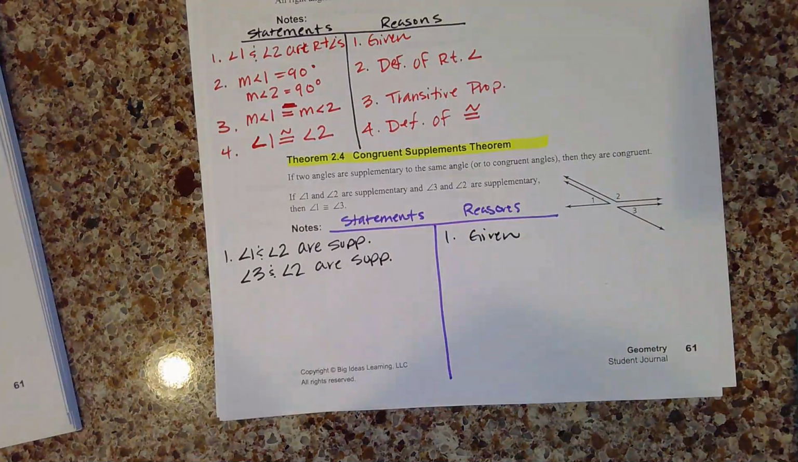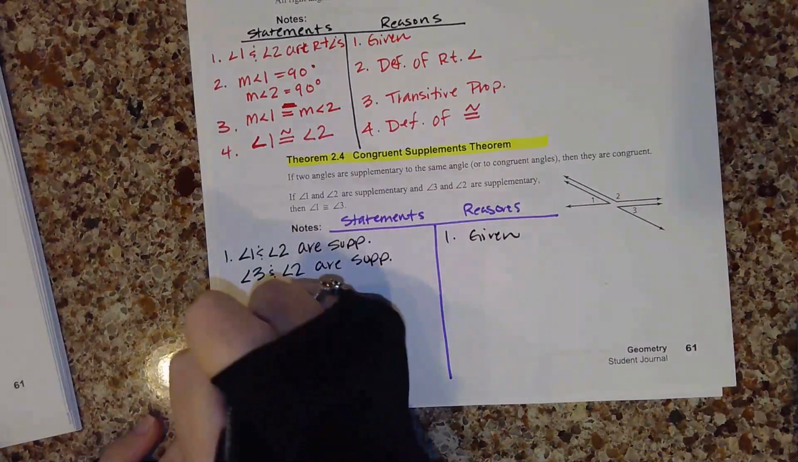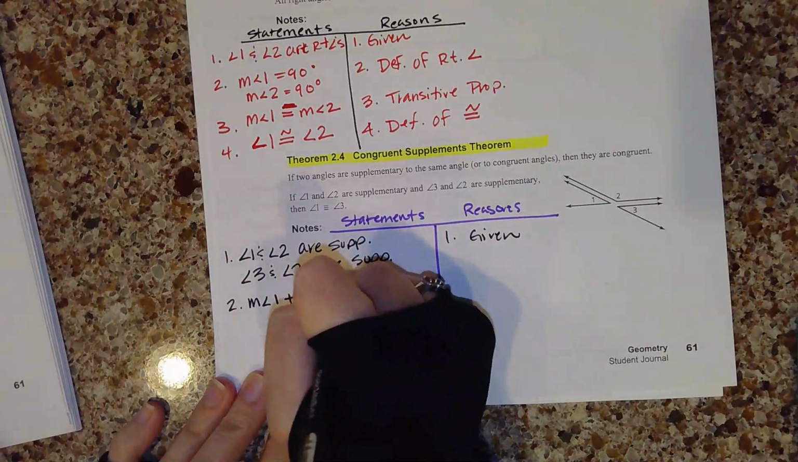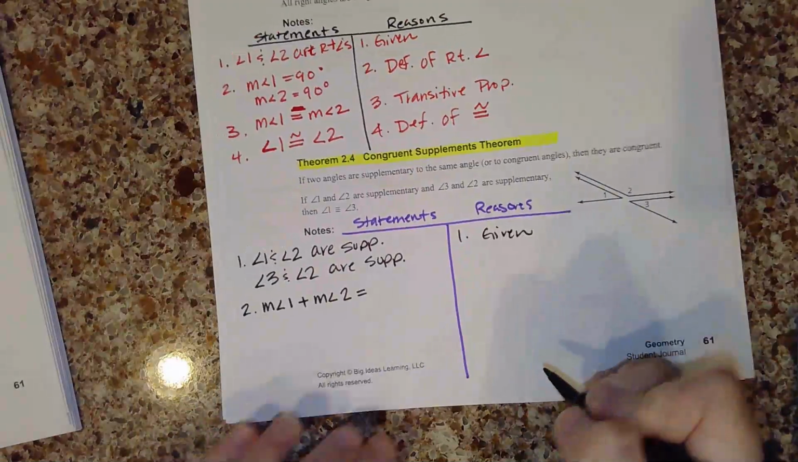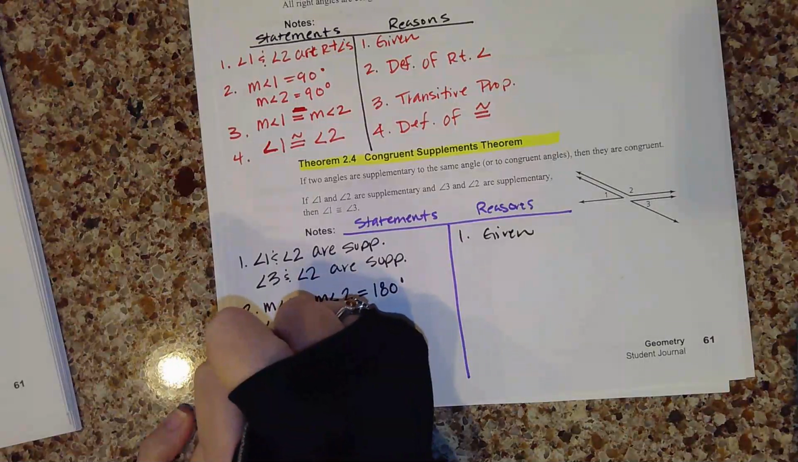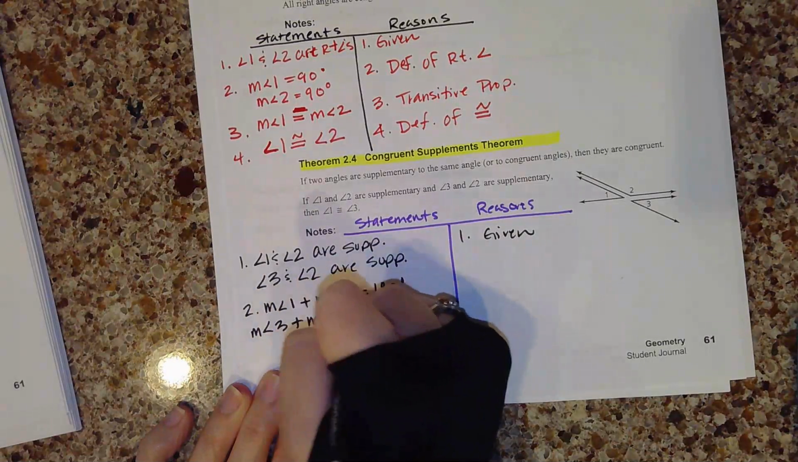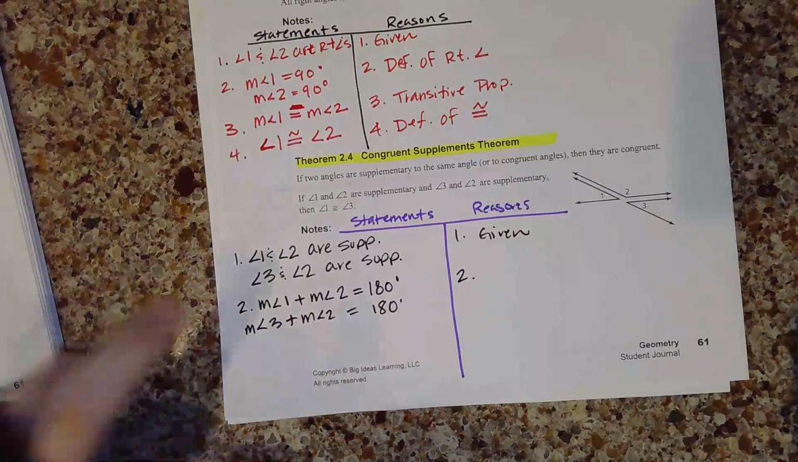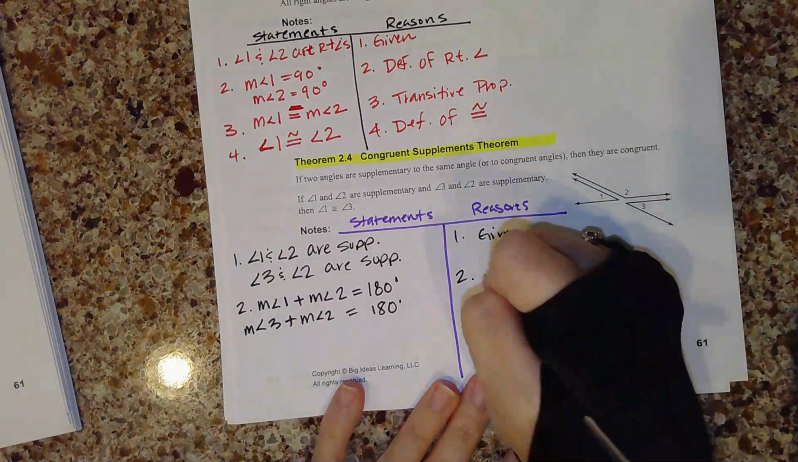So we have to use the given next. So what do we know about supplementary? What does it mean to be supplementary? Well, it means it adds up to 180 degrees. So what we're going to say next is we're going to talk about the measures, because remember we're talking about how they add up to 180 degrees. So the measure of angle 1 plus the measure of angle 2 equals 180 degrees. And then we can say the same thing, the measure of angle 3 plus the measure of angle 2 equals 180 degrees. Why do we know that to be true? Well, we know that to be true because that was the definition of supplementary.